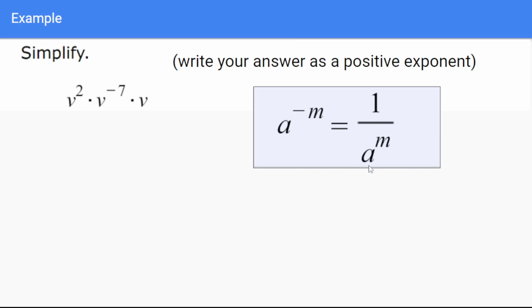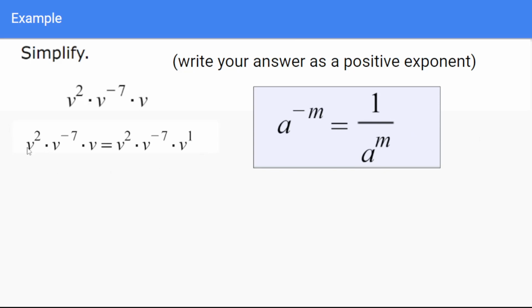So 1 over a to the m is the inverse of a to the m. When you have a negative exponent, that's telling you it's the inverse. It's 1 divided by the positive form of that exponent. So remember this, if you end up with a negative exponent, you have to express it like this, or your answer will be incorrect.